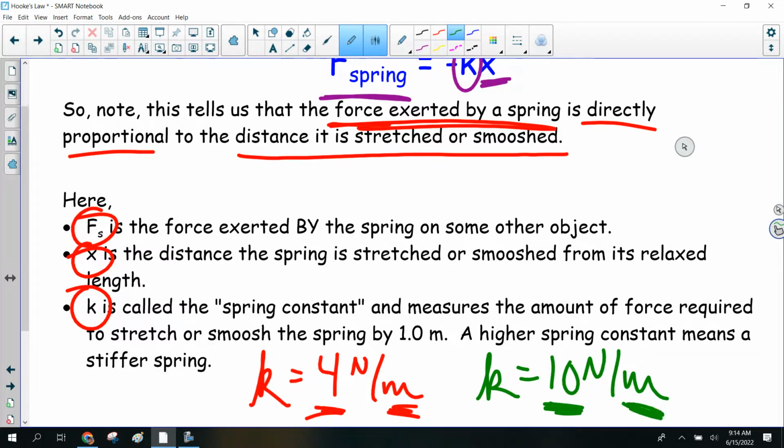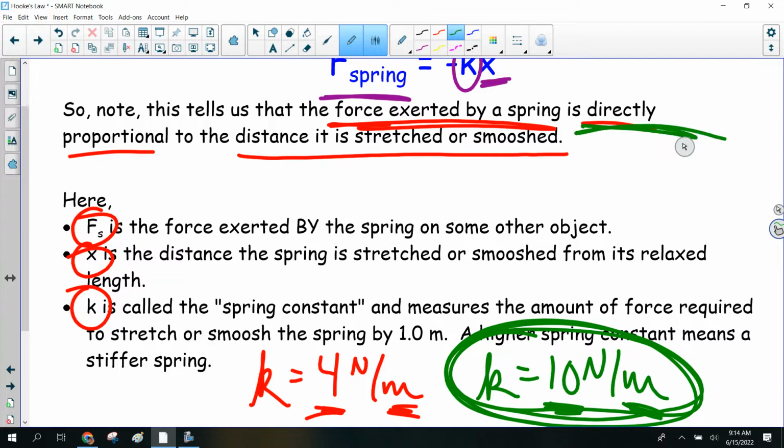And the fact that it's newtons per meter tells us that with this green one here that I'm circling right now, if the spring constant is 10 newtons per meter, that means it would take 20 newtons to stretch it 2 meters, or 30 newtons to stretch it 3 meters. Okay? So that gets back to this idea of the force being proportional to your x value, how much you've stretched or squished it. Okay?